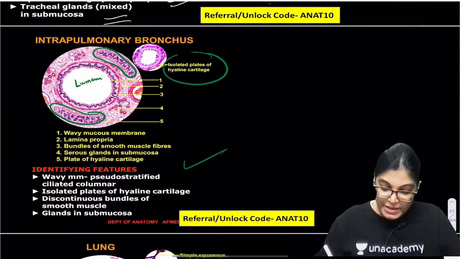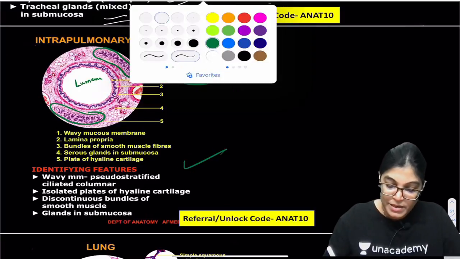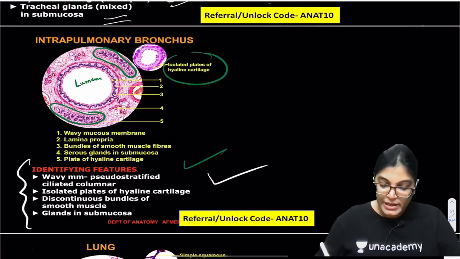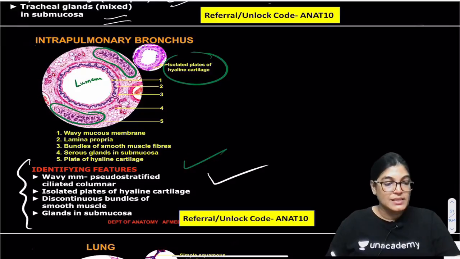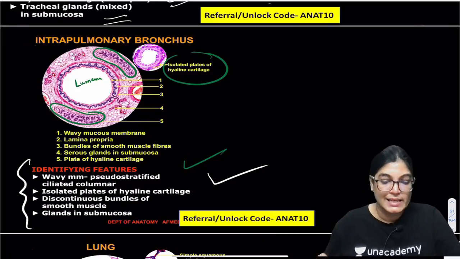So wavy pseudostratified ciliated columnar epithelium is lying, and isolated plates of hyaline cartilage and glands in the submucosa, but the number of glands has decreased.